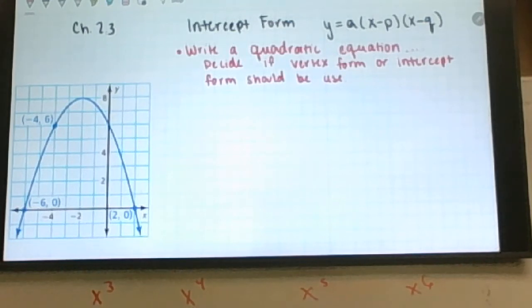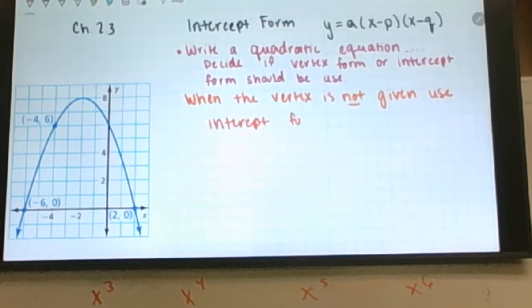If I look at this picture, the vertex is not provided. It looks like negative 2.8, but maybe it's 7.9. I don't know. I'm not going to use that if it's not shown to me. So intercept form is for when the vertex is not shown. I'm going to run through all of the same steps, but I'm going to begin with intercept form.